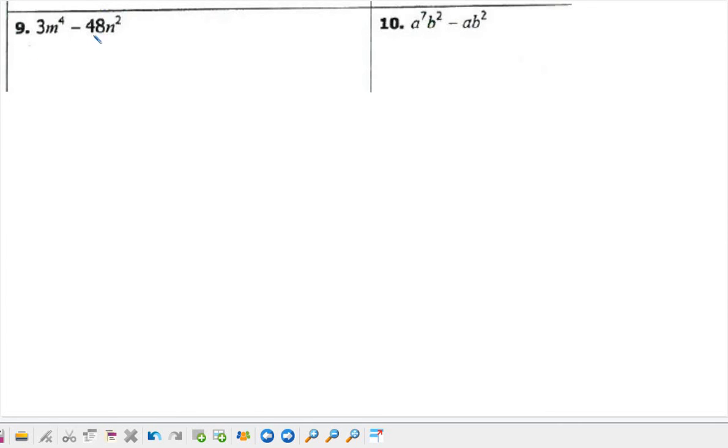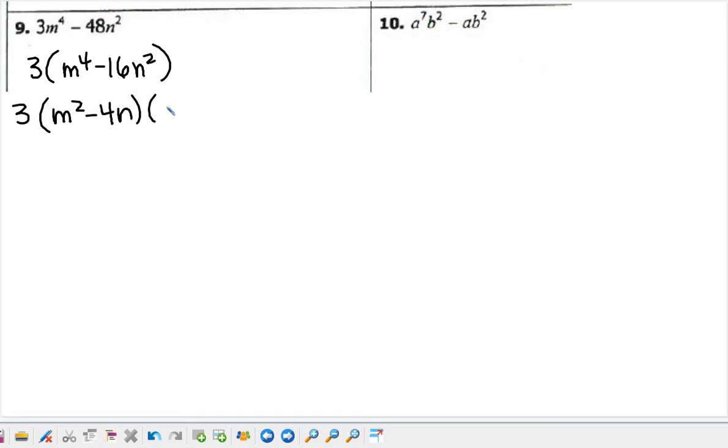Number 9. So it looks like a difference of perfect squares, except 3 and 48 are not perfect squares. So that tells me that if this does anything, then it has to be a GCF. So I'm going to factor out a 3. So that gives me m to the 4th. 48 divided by 3 is 16 n squared. Now I have a perfect square. So I have 3 times the square root and conjugate pairs, right? And this is not a difference of perfect squares because n is not squared, so it's as factored as it can be. Okay?